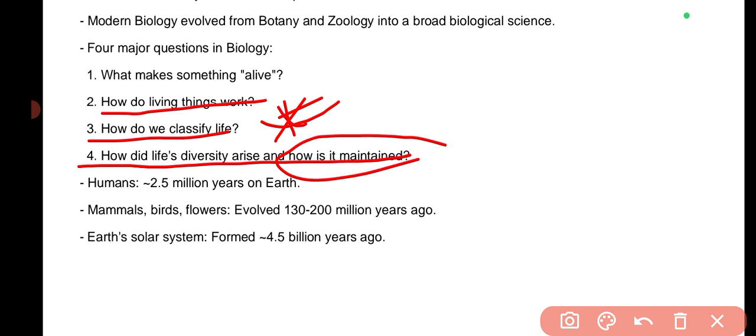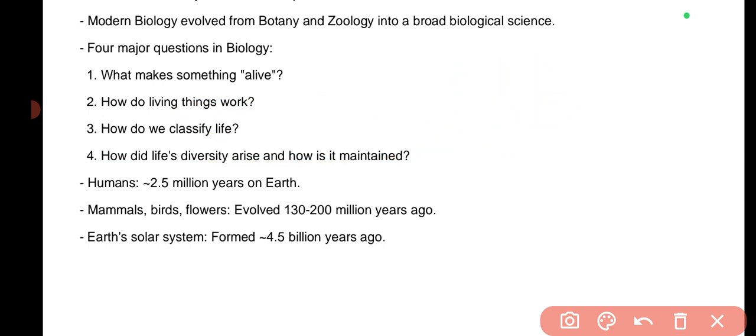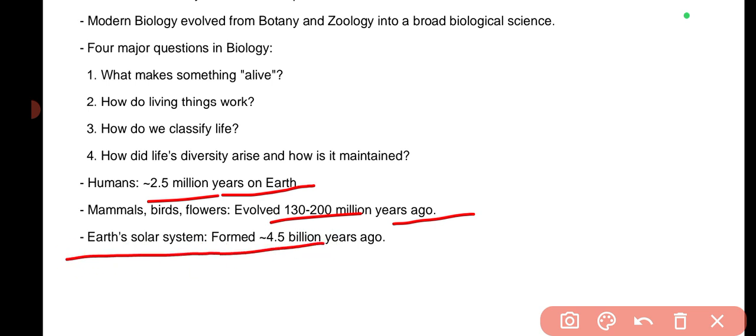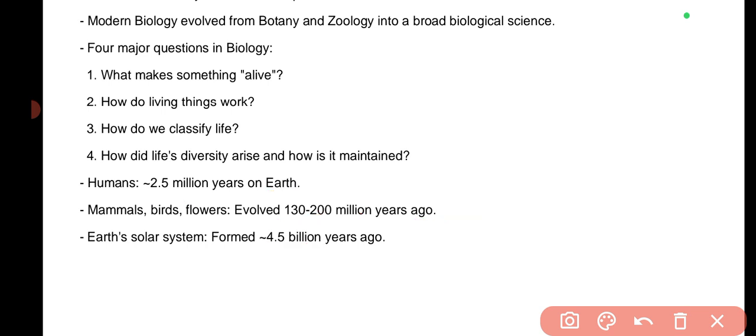Chemical evolution started about 3.8 billion years ago, and humans began to evolve around 2.5 million years ago. Then we have mammals, birds, and flowers, which evolved about 120 to 200 million years ago, and the Earth's solar system formed approximately 4.5 billion years ago.